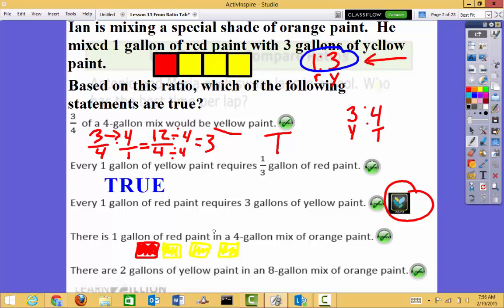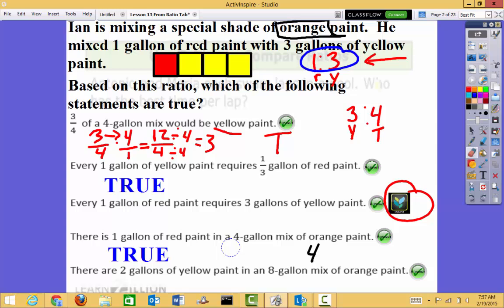What does this all make? Well, it told me right up here that it's making orange. So this is going to be 4 gallons. And how many reds do I have? Well, I have 1. So this is also going to be a true statement. Let's look at our last one.